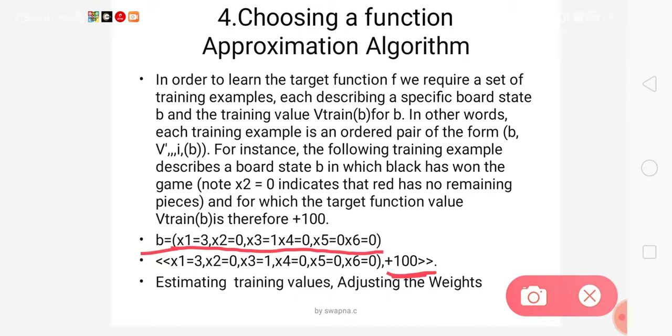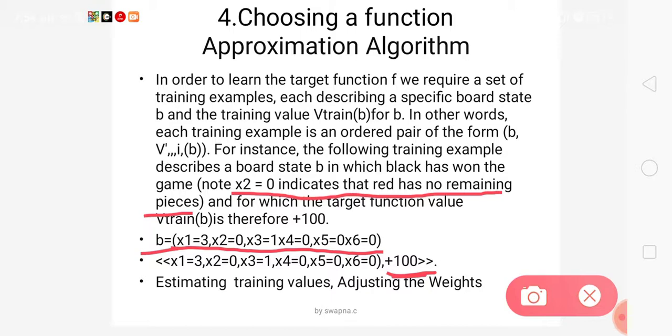x1 equal to 3 means at present there are 3 black pieces on the board, and x2 equal to 0 indicates that red has no remaining pieces. There are no red pieces on the board. x3 equal to 1 means one black king is there. x4 equal to 0 means there are no red kings on the board, since red pieces are also not there on the board.